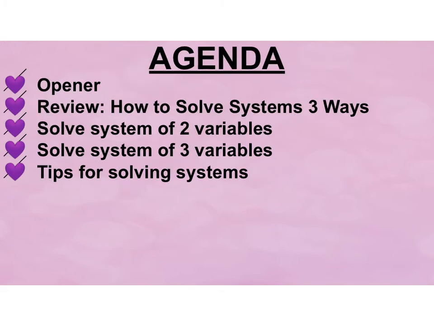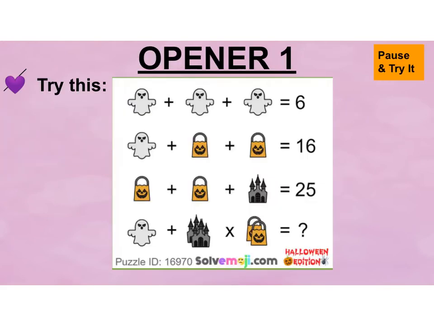We're going to do an opener to start. Then I'm going to review with you how to solve a system 3 different ways. We will do one example of solving system with 2 variables, and we'll do 2 examples of solving system with 3 variables. And at the end, I'll give you some tips for solving systems.